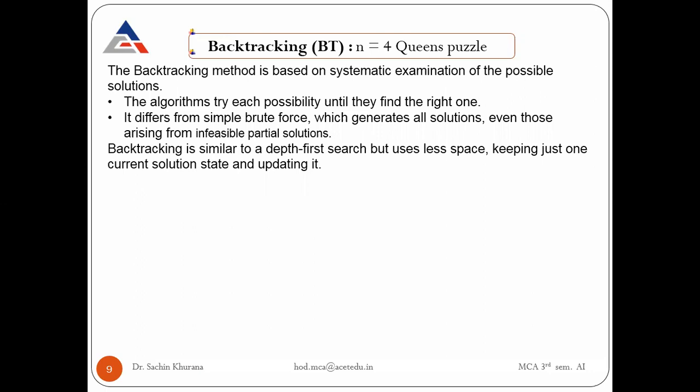Backtracking is similar to depth first search, but uses less space, keeping just one current solution state and updating it. Here we are using almost a similar method to what we use in depth first search. But in depth first search we use more space, whereas in backtracking we use less space for solving this problem, keeping just one current solution state and updating it. We find one current solution to a problem and update it as and when required. Update means we go on changing for the next solution as and when the requirement is there. So this is all about backtracking.